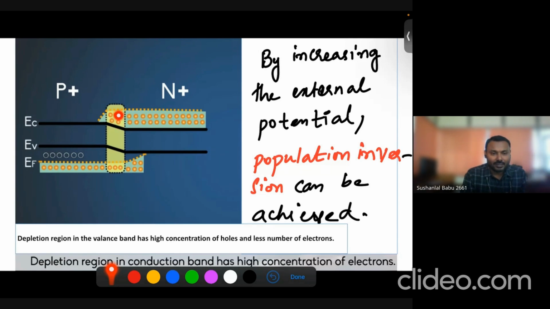From the metastable state, if one photon comes and stimulates this electron, then it will go down and combine with the hole here. That is what is happening in the semiconductor laser.